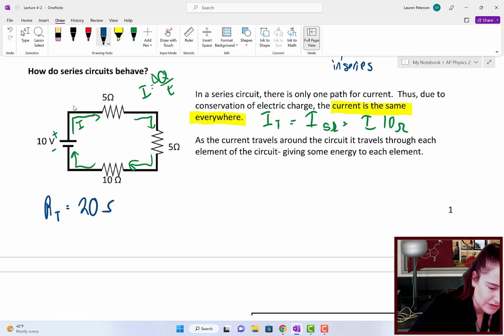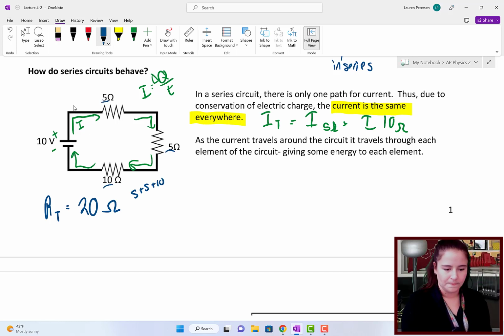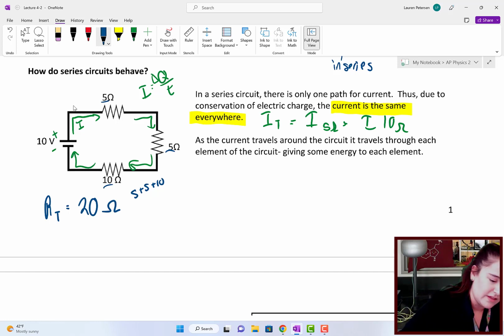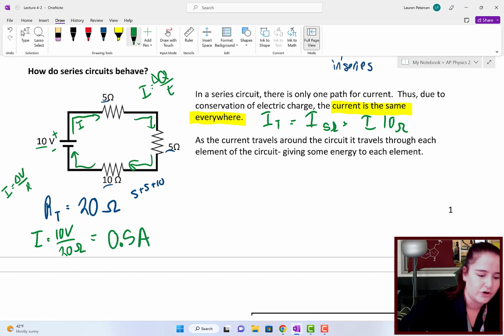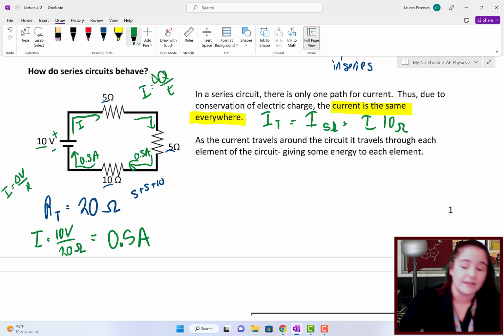Okay, so our total is going to be 20 ohms, and that comes from 5 plus 5 plus 10, adding up each individual resistor. Now remember V equals IR, Ohm's law. We can find the current in the circuit by doing the total voltage, 10 volts, divided by the total resistance, 20 ohms. Current equals voltage over resistance, so we get 0.5 amps of current flowing everywhere in this circuit.